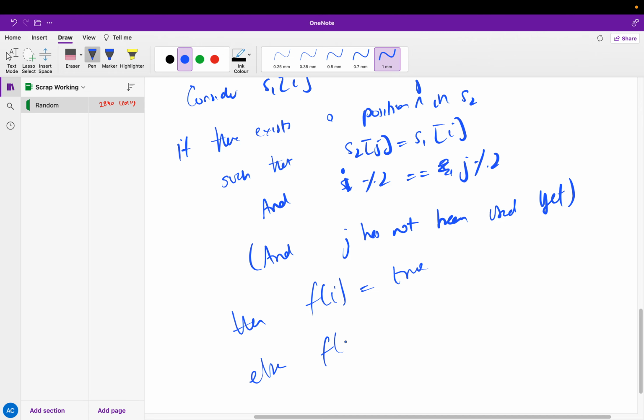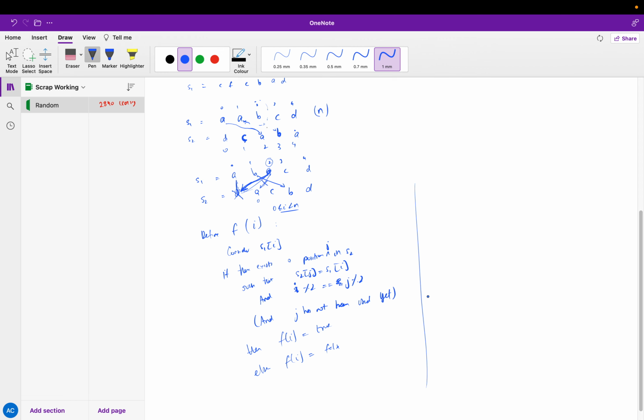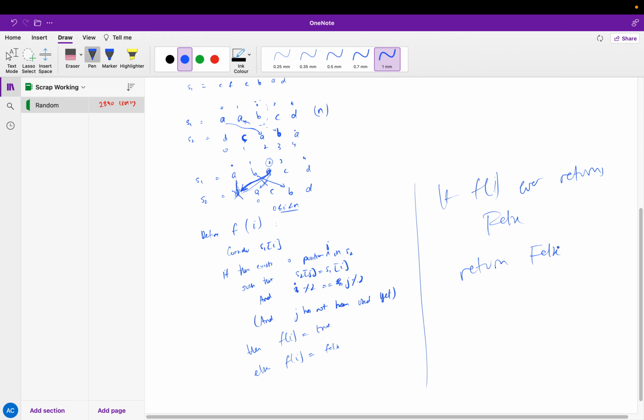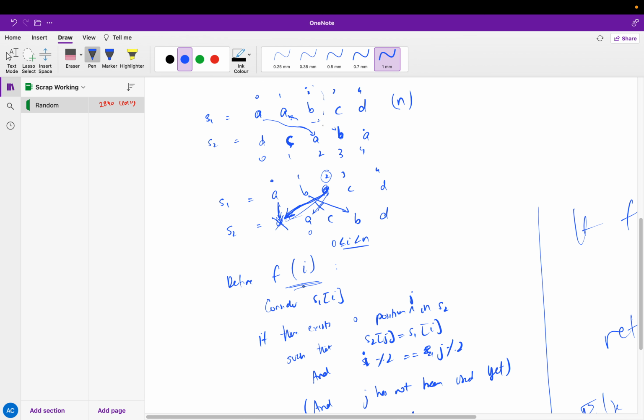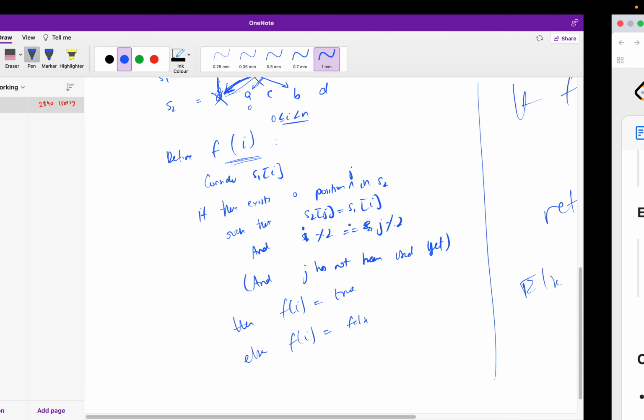Else f of I equals false. And then the overall function, the answer we want: if f of I ever returns false, then return false overall, because that means that there exists a letter in S1 that can't be mapped to S2, else return true. All right, so we now need to figure out how to compute f of I really well. Like, how can we really quickly figure out if f of I is true or false?